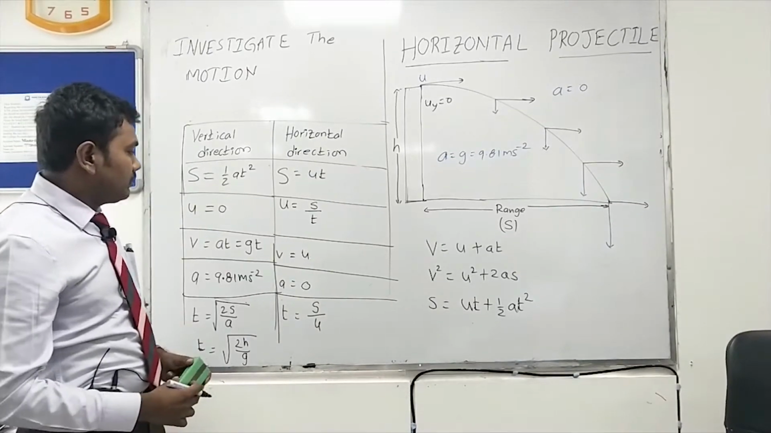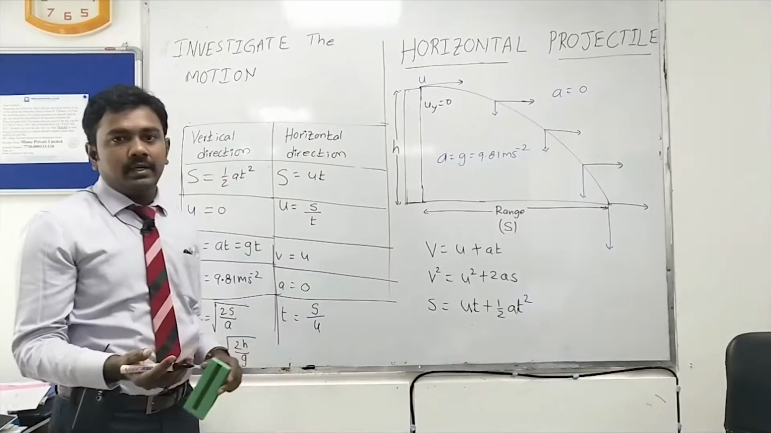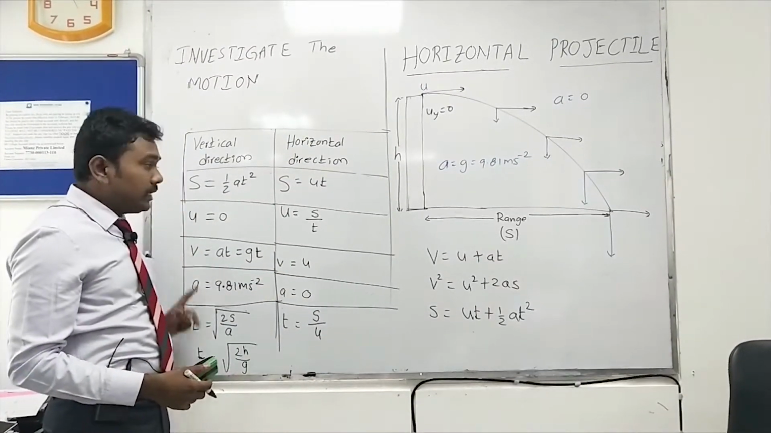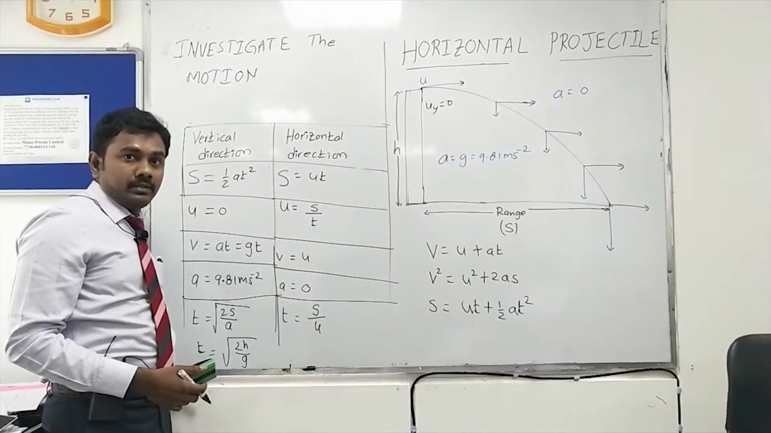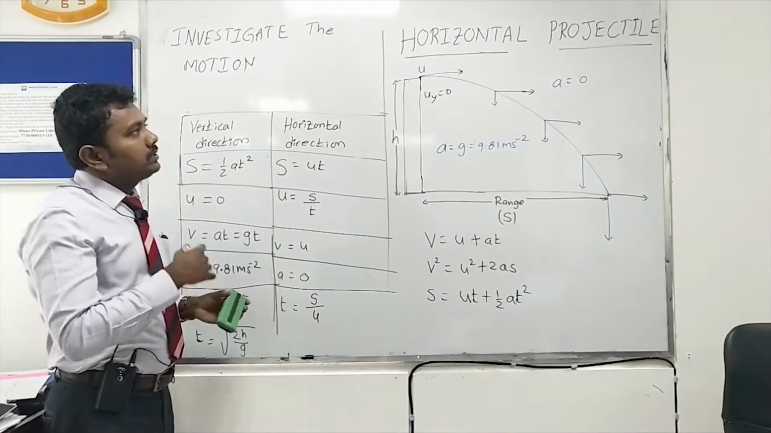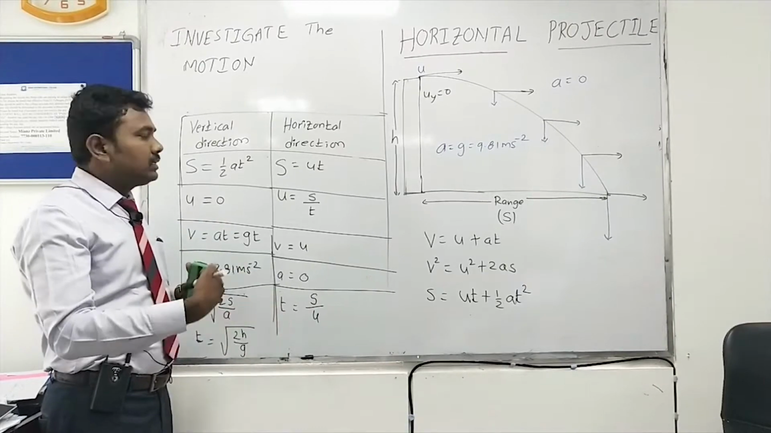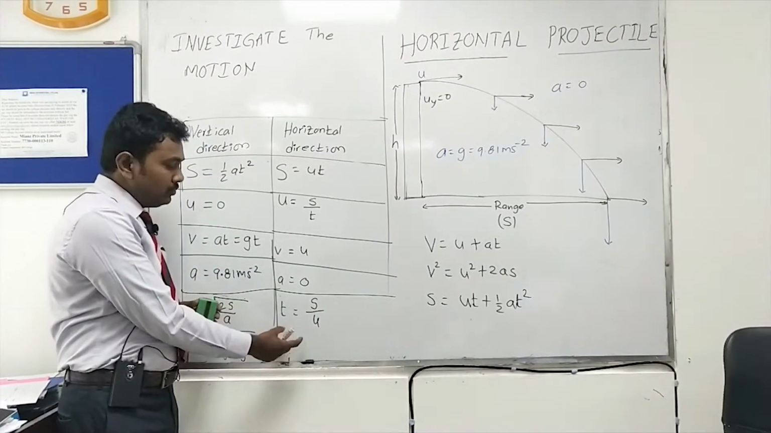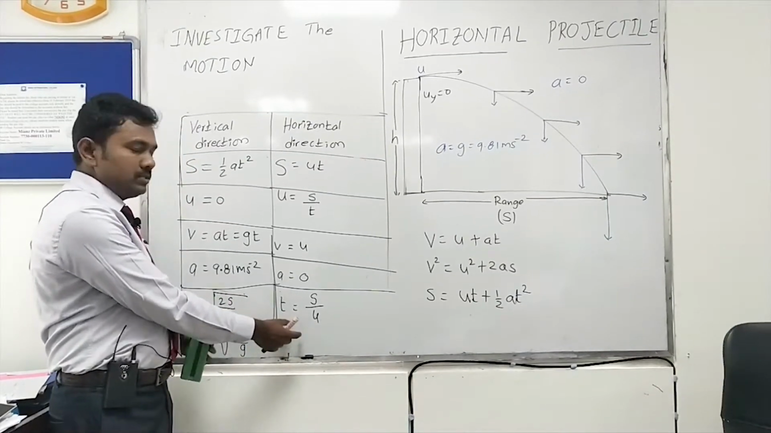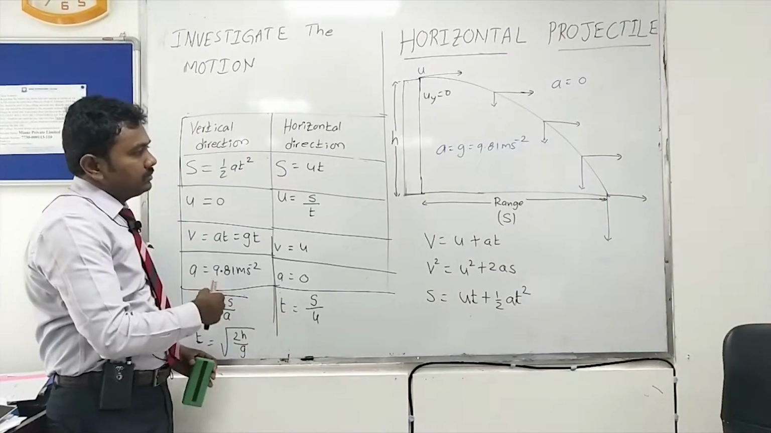Now, remember that for any projectile, the time taken in the horizontal direction will be the same as the time taken in the vertical direction. It means the projectile has the same time in the horizontal and vertical directions. So if you can find one of the times, we can assume the same for the second also.